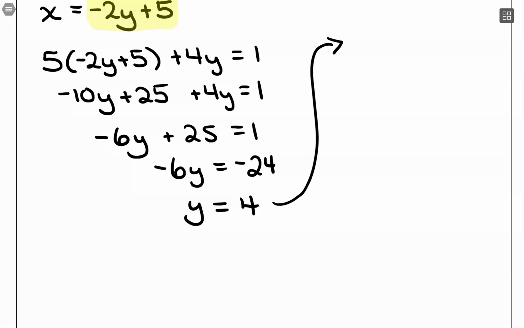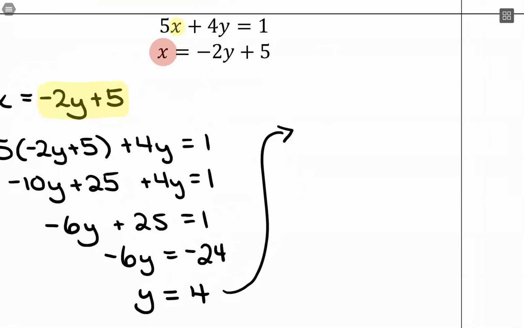Now I'm going to go find x by taking that y equals 4 and plugging it into one of the equations. I'm going to go ahead and use the second equation. I mean, either one is totally fine. Negative 2 times 4 plus 5.